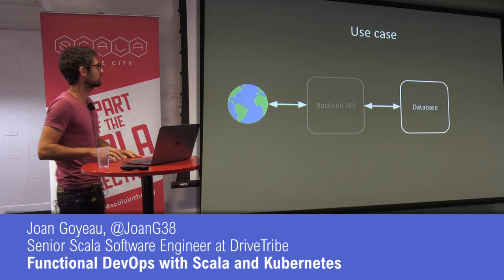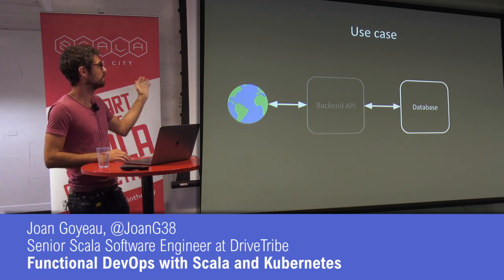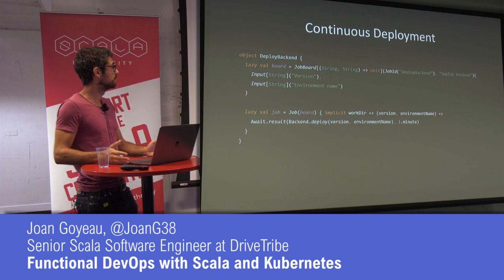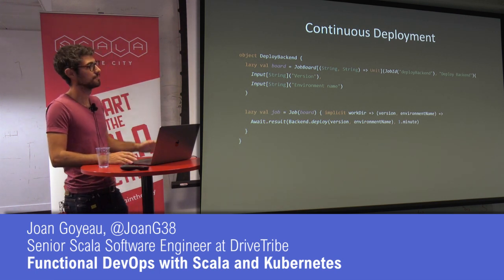Once we create an environment, we basically end up in this state. So we have everything except the backend API. The database is deployed and everything. So now we can do a deployment. This is the deploy backend job.